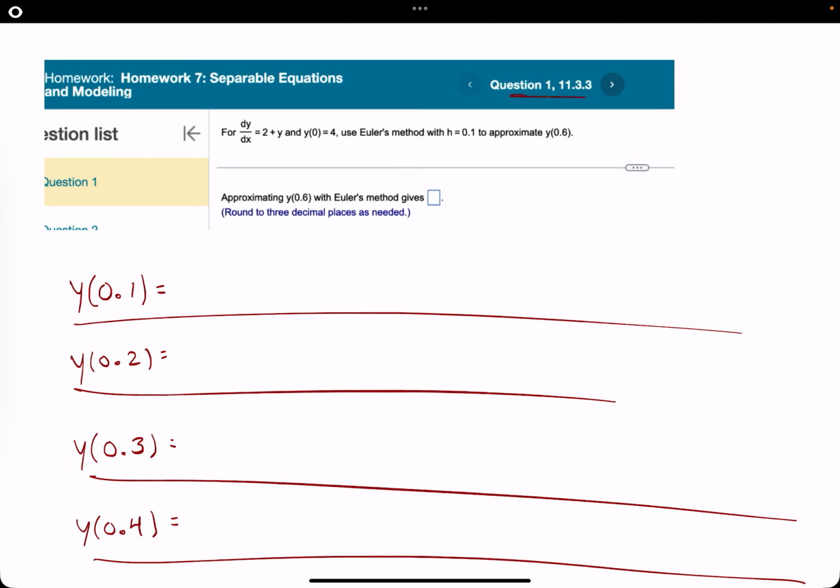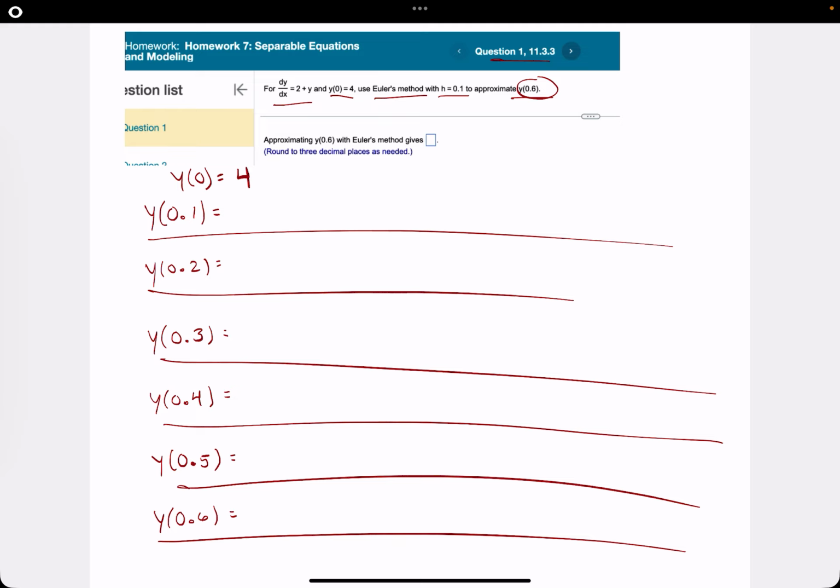Starting with number 1, for this differential equation, this initial value, use Euler's method with a step size h of 0.1 to approximate y at 0.6. So we're starting at y of 0 equals 4, and our step size is 0.1. So we have to go up by 0.1 each time to approximate the y value at 0.6. So we're doing Euler's method 6 different times.